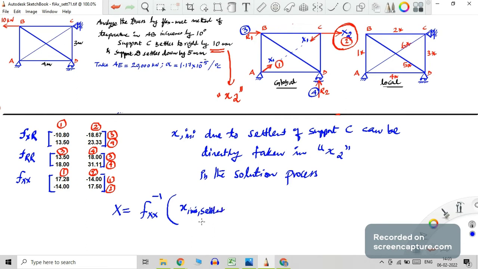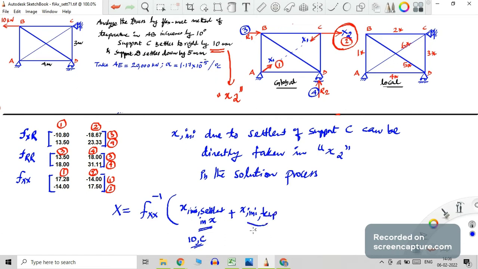This settlement is in x, small x. Be very careful. It will be a little difficult to understand. Okay, xini due to settlement in x. Example here is that 10 mm settlement of support C, plus x I am adding xini due to temperature.